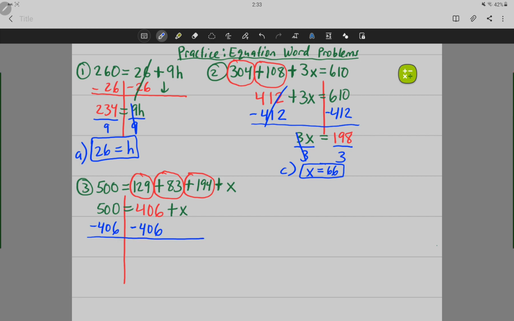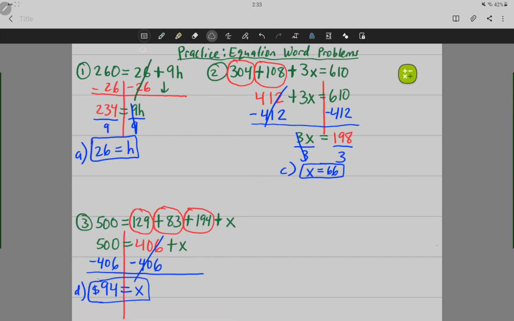So that means the opposite is to subtract 406 as a negative. 500 minus 406 is going to be 94. Bring down our equal sign. 406 minus itself is 0. Just cancel it. Bring down our x, and we're finished. So the answer is $94. So I'm just putting a dollar sign like in our answer choice, which is choice D. All right, let me actually just move this down a little bit, give you a little bit of spacing so you can have more room to see.